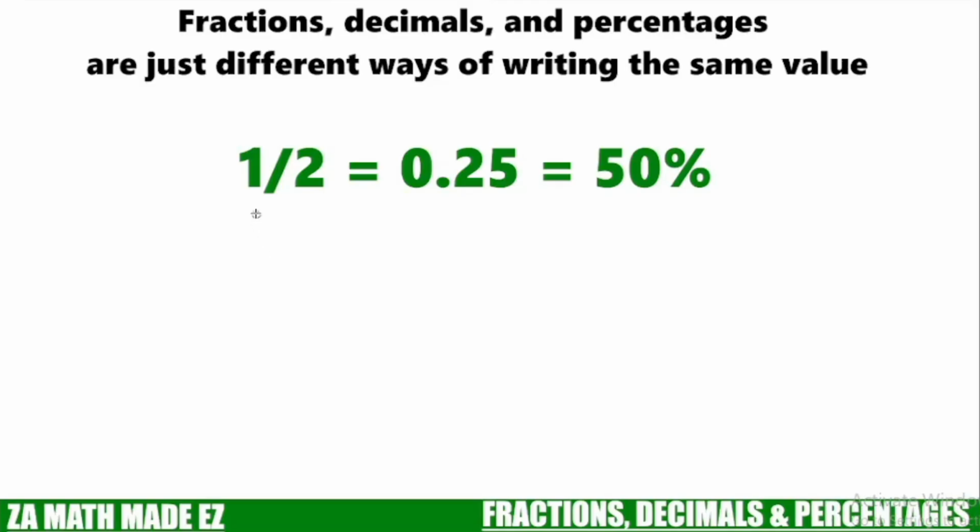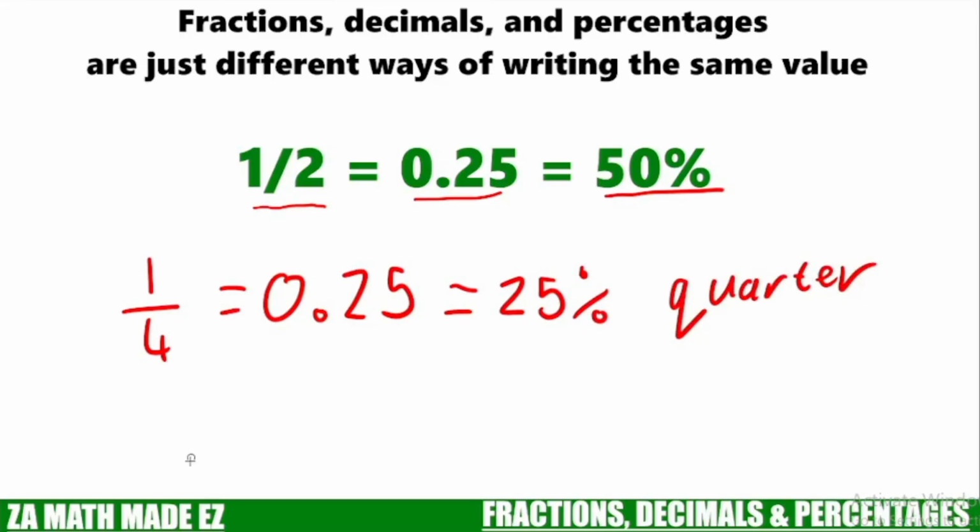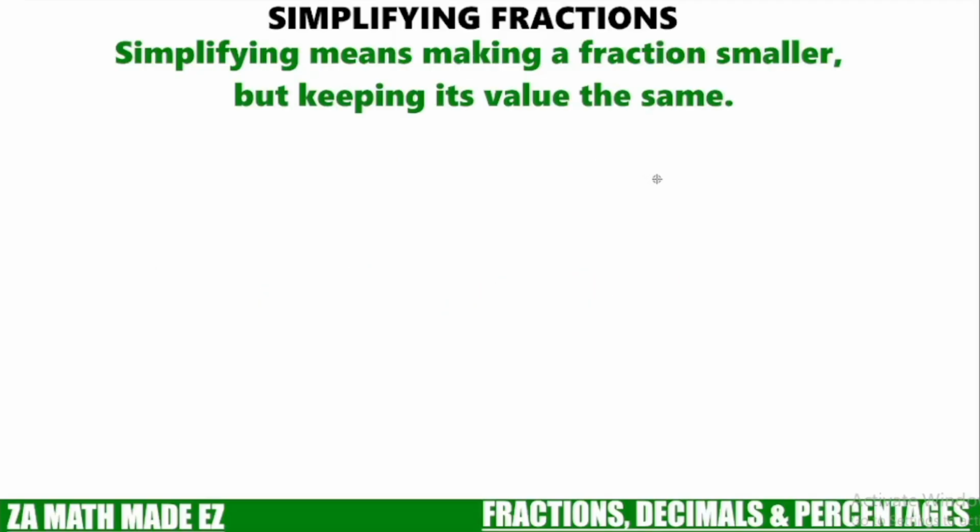For example, a half can also equal 0.5, and that can also equal 50%. Another example is 1 over 4, which can also equal 0.25, and that can also equal 25%. This is all a quarter. Different forms, same amount.